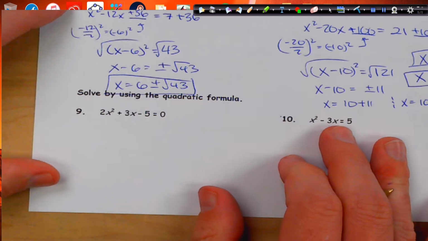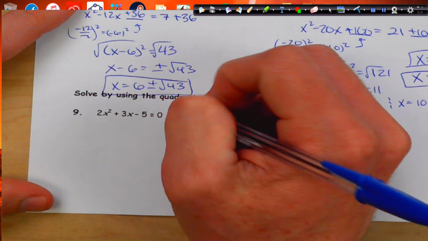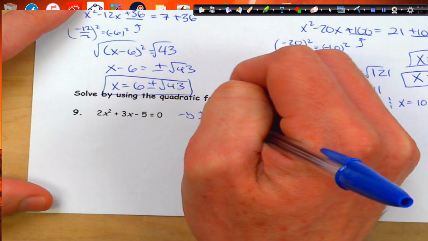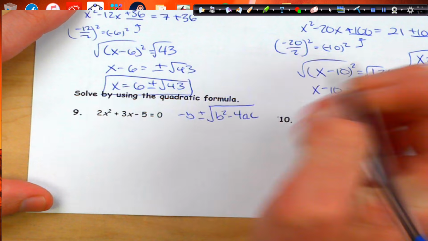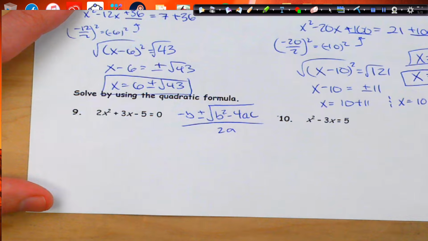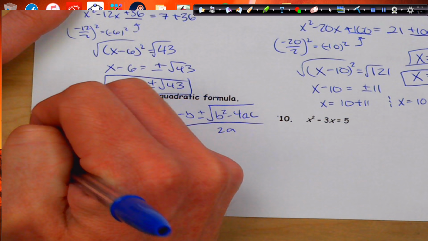All right, our last two are the quadratic formula. Again, let's write it out. Negative b plus or minus the square root of b squared minus 4ac, all over 2a. So I like to always label my a, b, and c.